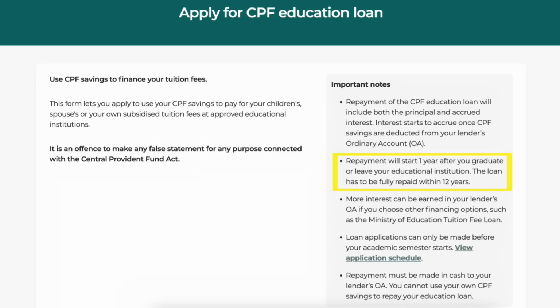Repayment will start 1 year after you graduate or leave your educational institution. The loan has to be fully repaid within 12 years. And repayment must be made in cash to your lender's OA. You cannot use your own CPF savings to repay your education loan. So if you borrow from CPF using OA, you must pay back using cash, not use your future CPF contributions to pay. So it's more suitable for those parents who are cash-strapped but want to send their kids to university education in the approved institutions.